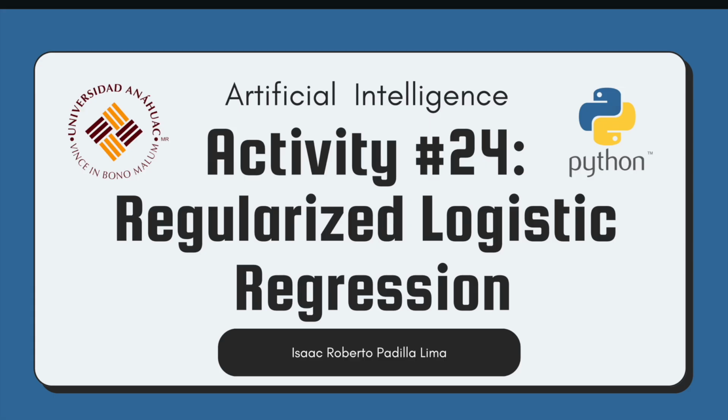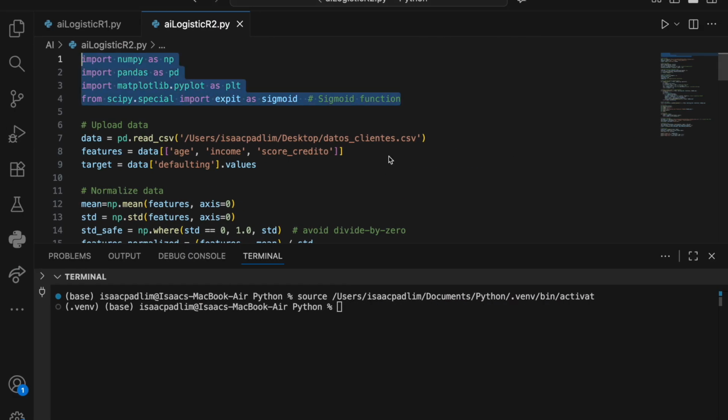Now let's take a look at a practical example of regularized logistic regression in Python. First of all, we want to import three libraries: numpy for numerical values, pandas for reading the CSV, and matplotlib to plot or to see the graph. We're also going to use scipy's expit, or the sigmoid function. The sigmoid converts any real number to a probability between 0 and 1.